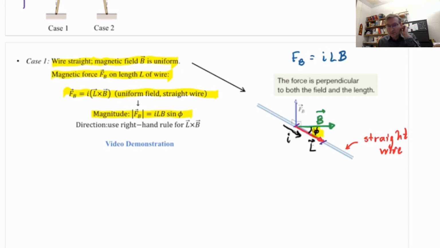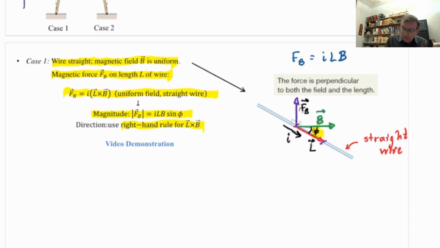Notice you'll get the maximum magnetic force when the angle phi is 90, when the magnetic field is perpendicular to the L. And you'll get zero magnetic force when the magnetic field B is in the same direction as the L. And the direction comes from the right-hand rule for L cross B. You try that for the L and the B in this picture. Right-hand rule, L cross B, the resultant has to be perpendicular to both L and B, and it will in this case be straight up in the picture.